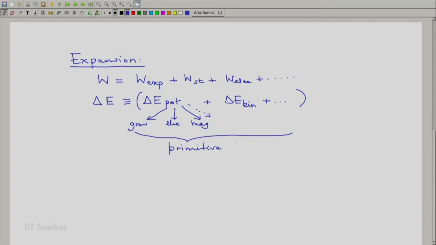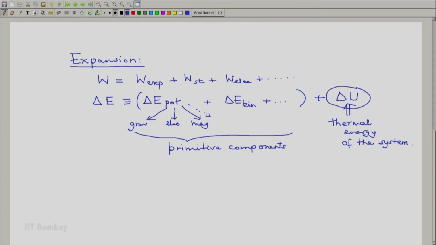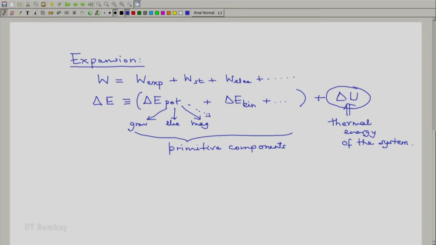So there could be our so-called primitive components. But after that, it turns out that a system can have a change of energy in spite of there being no change in any of the primitive components. That is known as the thermal energy of the system. Change in that is represented by delta U. This is the thermal energy of the system. This is special to thermodynamics, and in many of the simple situations that we consider, we will find that of all the components of delta E, delta U will generally be the most significant component.